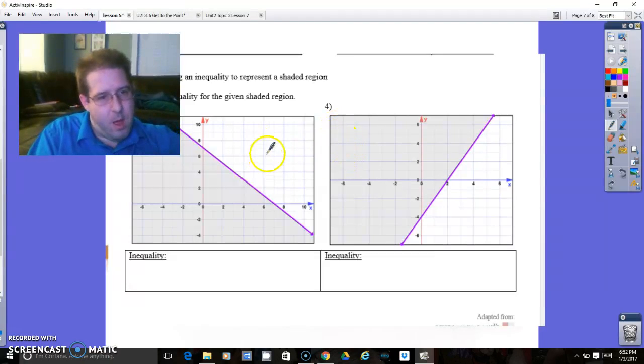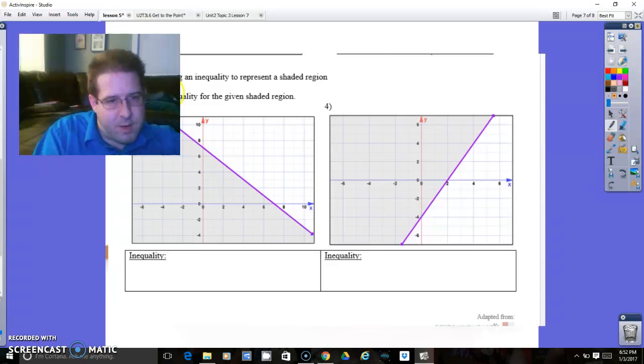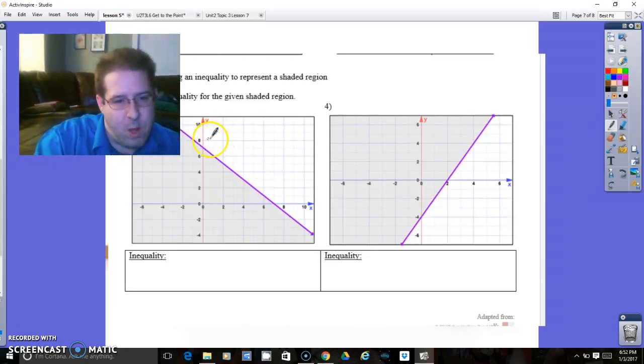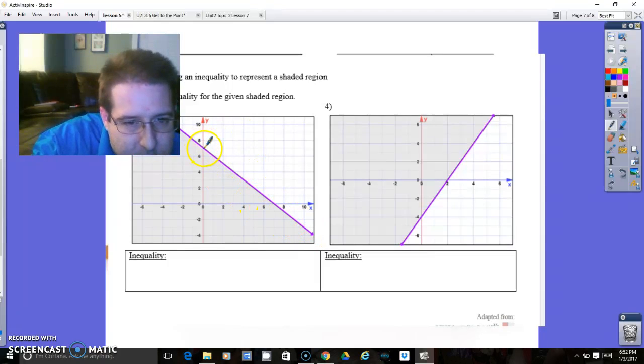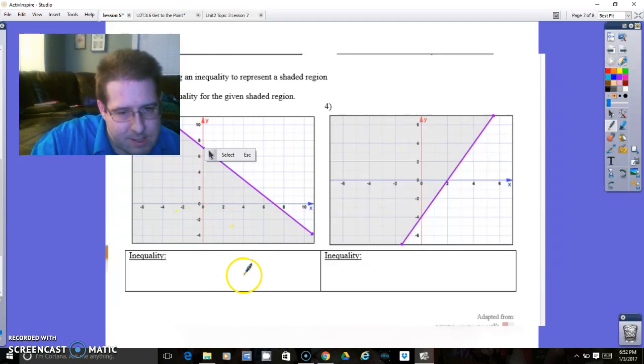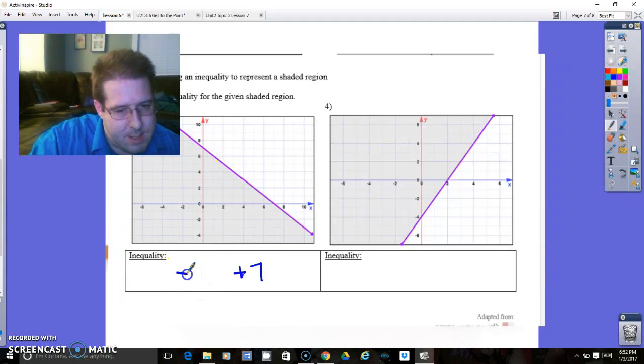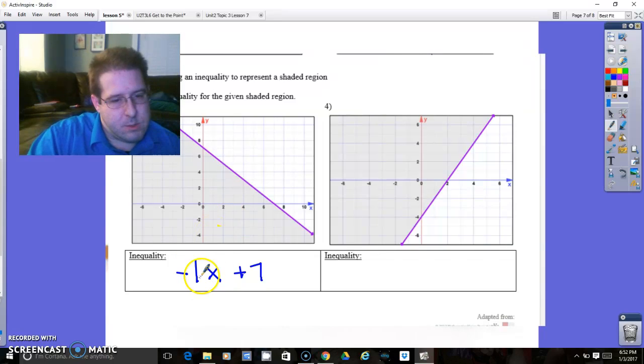All right, so getting to the homework. Write an inequality that represents the shaded region. Write the inequality for the given shaded region. So now they're giving us the graph, and we're being asked to write the inequality. First thing I need to find out is what's the equation of the boundary line. So I need to look closely, and it looks like it's crossing at 7. So 7 is the y-intercept. The slope looks to be going down 1 for every right one. Down 1, right 1, down 1, right 1. Yep, so that looks to be true. So that's negative 1x, because that's the slope. It's going down 1 for every right one.